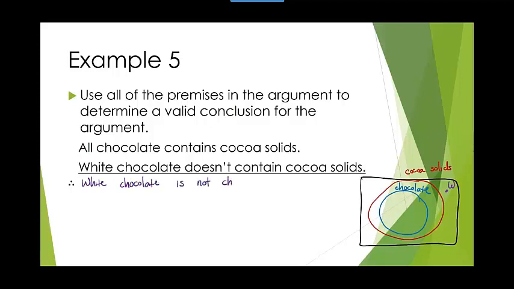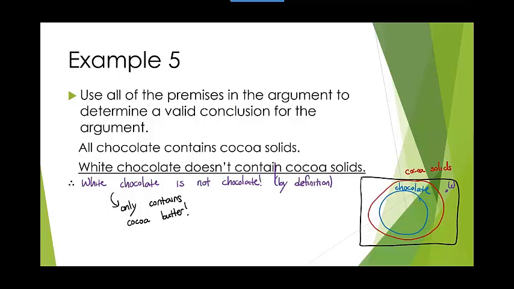And that is also true. White chocolate is not chocolate because it's outside the chocolate circle. And this is really by the definition of chocolate. White chocolate does not contain cocoa solids. In fact, it only contains cocoa butter. So it is not actually chocolate, which blew my mind when I first learned that. But you can use the picture to help you figure out a valid conclusion for the premises.